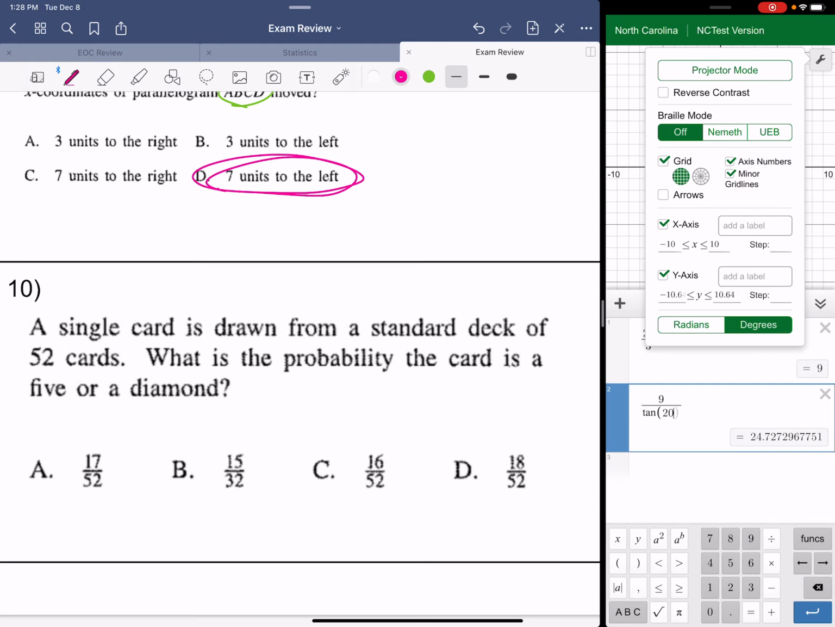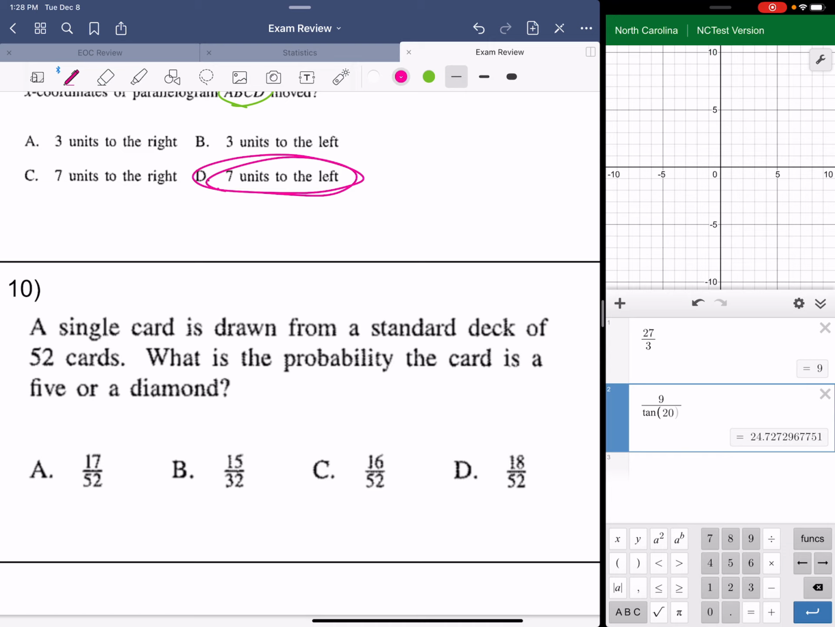Okay. What's the probability of a 5 or a diamond out of a stack of 52? All right, well, how many 5s are in a deck of cards? There's 52 cards total. How many are 5s? Well, there are 5 of hearts, clubs, diamonds, and spades. So that's 4 options out of 52.